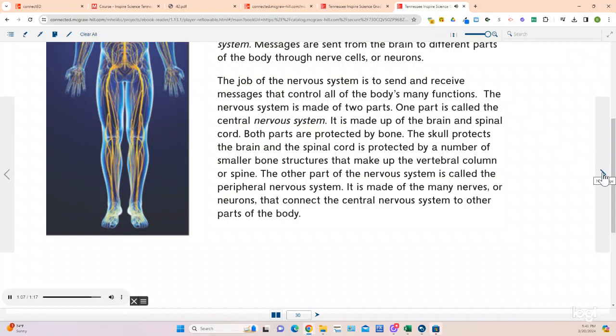The other part of the nervous system is called the peripheral nervous system. It is made of the many nerves or neurons that connect the central nervous system to other parts of the body.